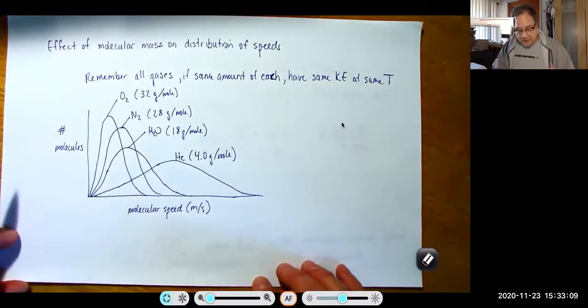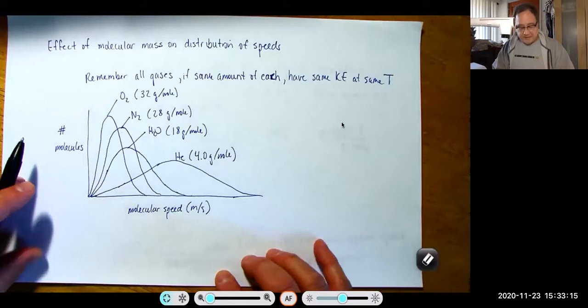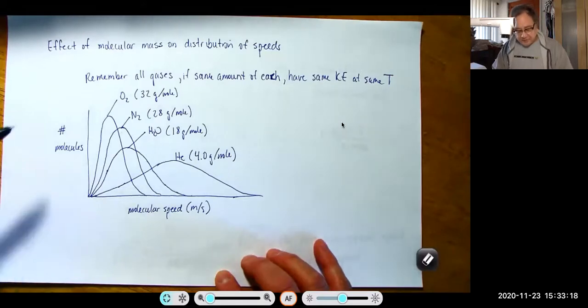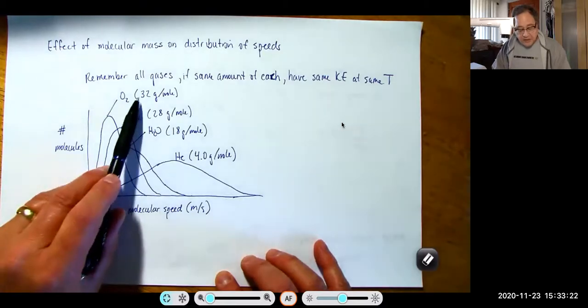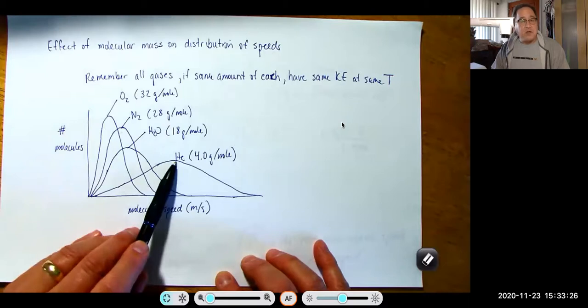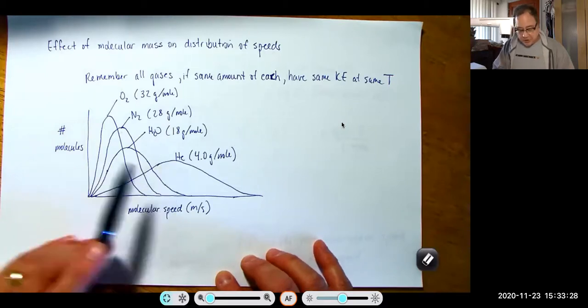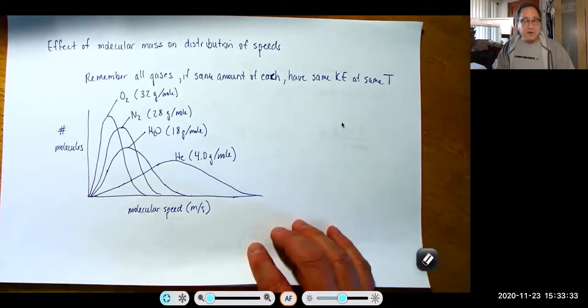So if they all have the same kinetic energy, but they have different masses, how is it that they have the same kinetic energy? And the answer is really simple. If you take a look, the molecular speed of large molecules is on average smaller than the molecular speed of small molecules. This is how they can have the same kinetic energy at the same temp. The small molecules are moving very fast, high velocity, and the large molecules are moving more slowly.